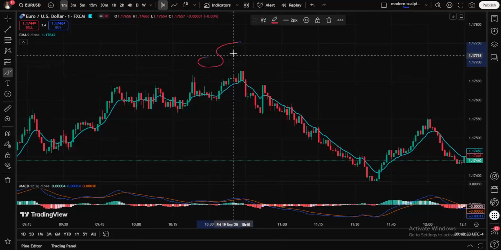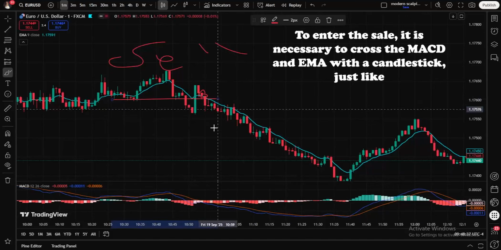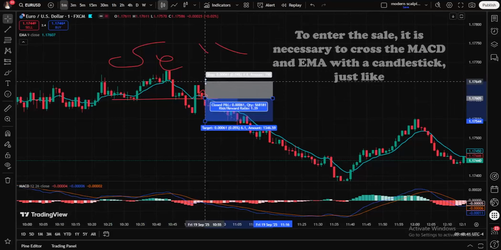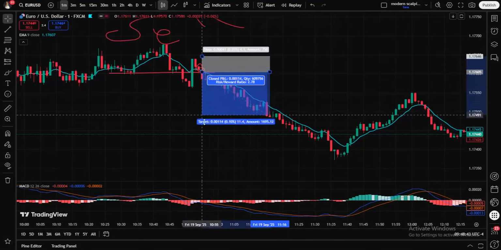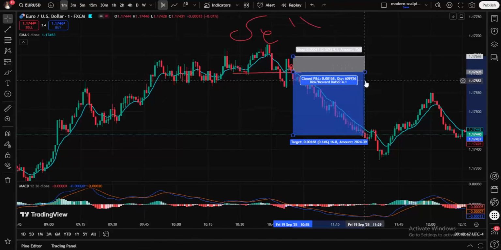Sell signal. Conversely, when the price falls below the EMA 9 and the MACD also shows a bearish cross or goes below the zero line, it is a sign of the beginning of a downtrend. Here, the trader can enter a sell position.